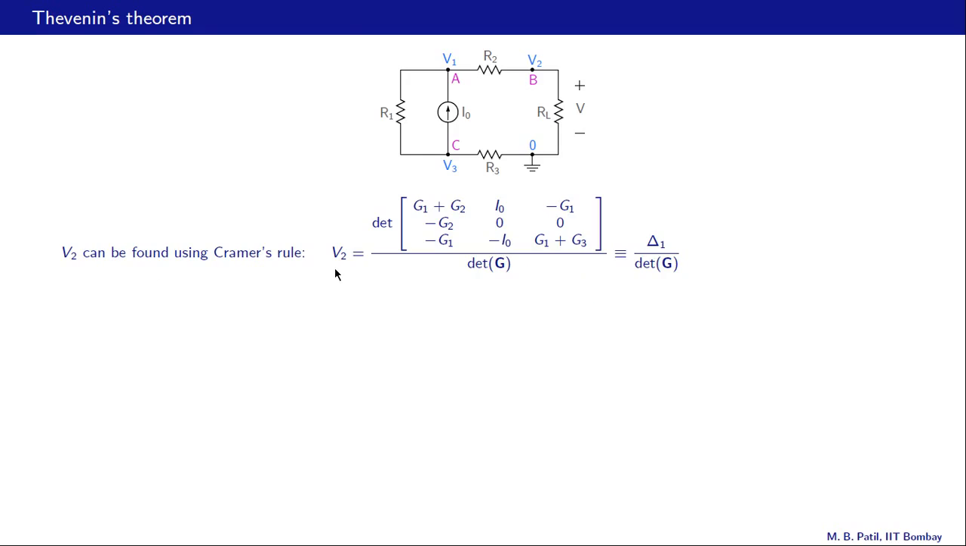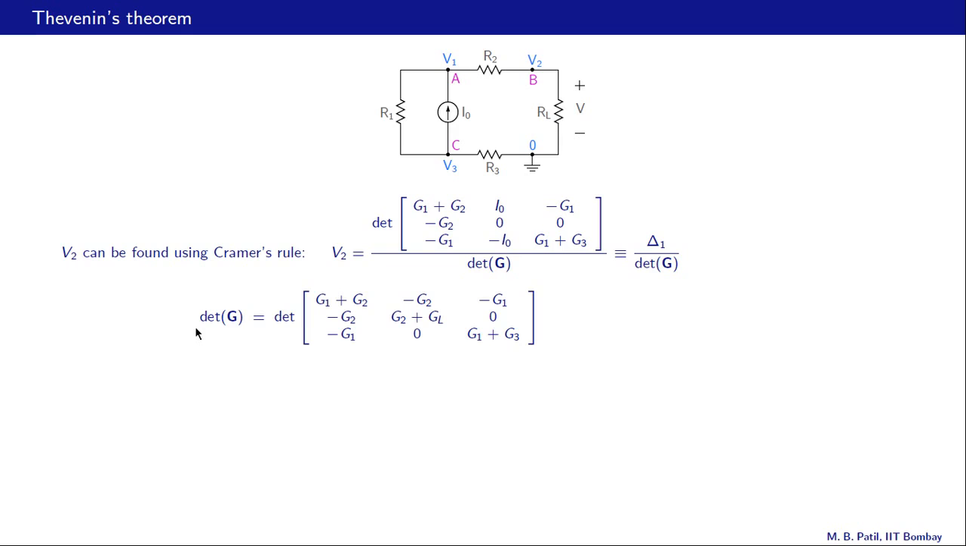Okay, so this is what we have for V2, the ratio of two determinants: the determinant of this original G matrix with the second column replaced with the RHS vector, like we mentioned in the last slide, and the determinant of the G matrix itself. Now let us denote this determinant by delta 1, and what we should note about delta 1 is that it does not have RL or GL in it, so its value is independent of the load resistance value.